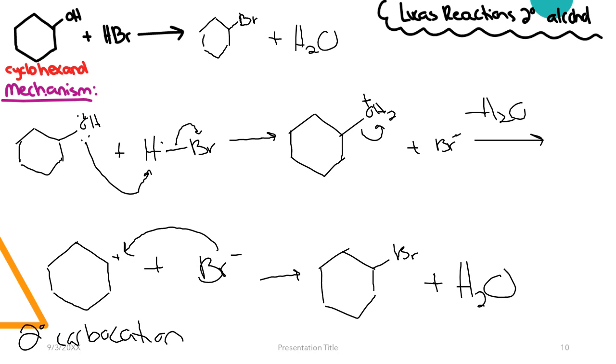Okay. So these ones are a bit simpler. The first step is still the same. You protonate that OH group, take water off, you form a carbocation, and then just your halogen anion is going to attack that carbocation. Does that make sense?